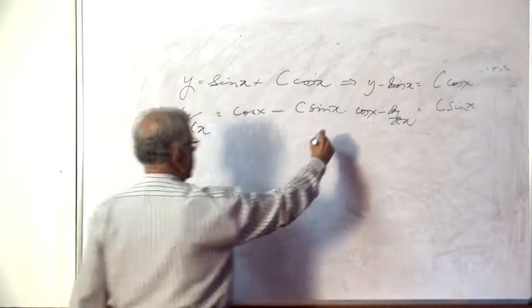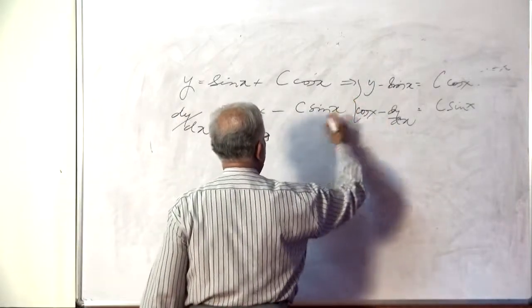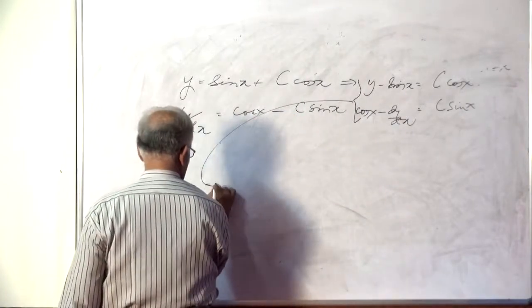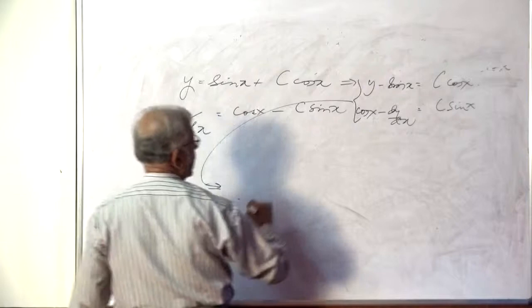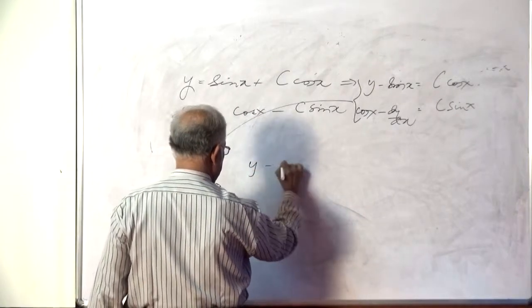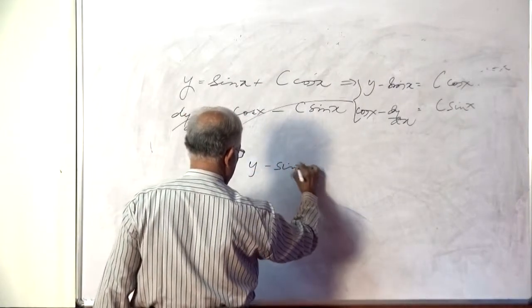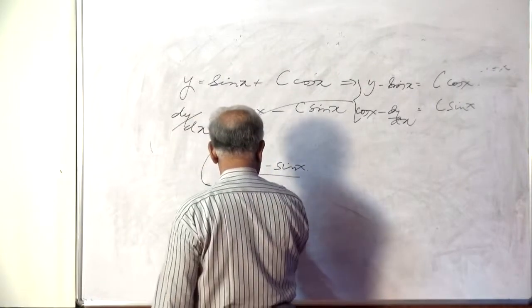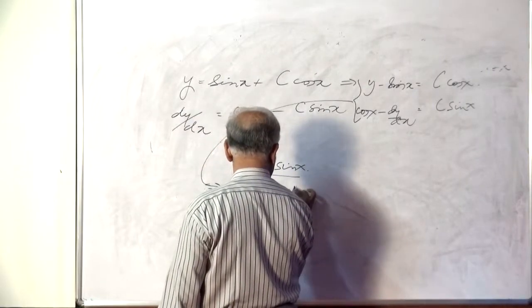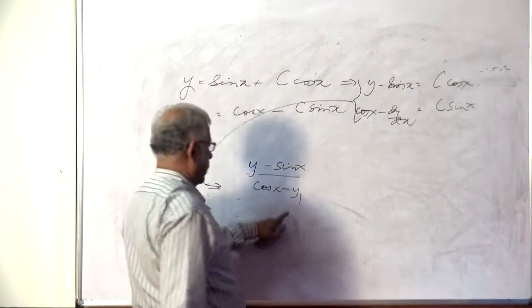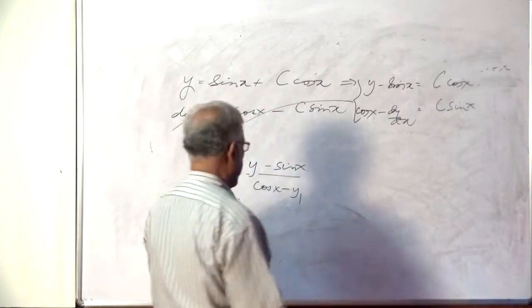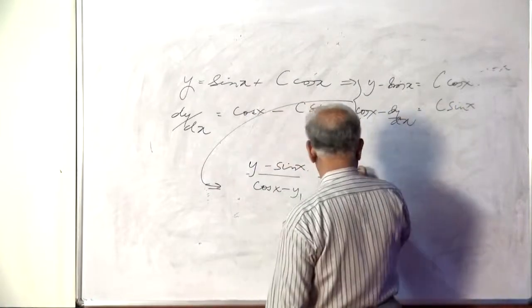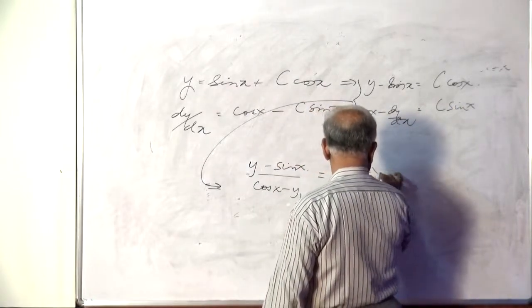So two of them together tell us y minus sin x divided by cos x minus y1, where y1 is dy/dx, is equal to c and c cancel, cos x by sin x is cot x.